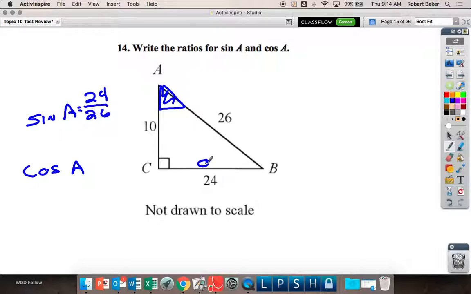So this is opposite, this is adjacent. You don't have to solve for anything, you just have to write the ratio. I'm not asking for a numerical answer, it just says what ratio is sine? Sine is opposite over hypotenuse, and cosine is adjacent over hypotenuse. If you look at the triangle in the middle of your paper, it tells you, if your angle is at the top, this is what is opposite of that angle, and this is what is adjacent to that angle.